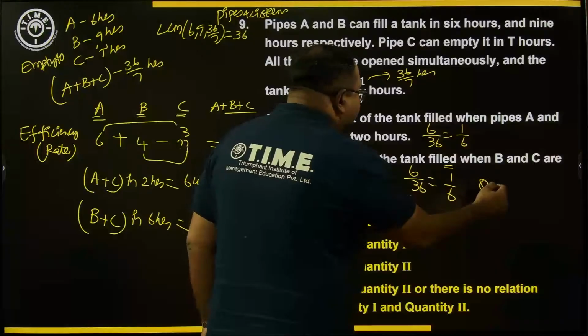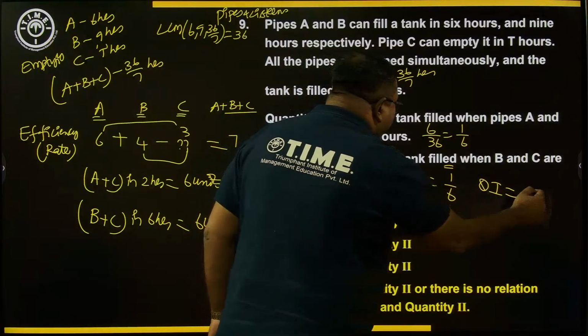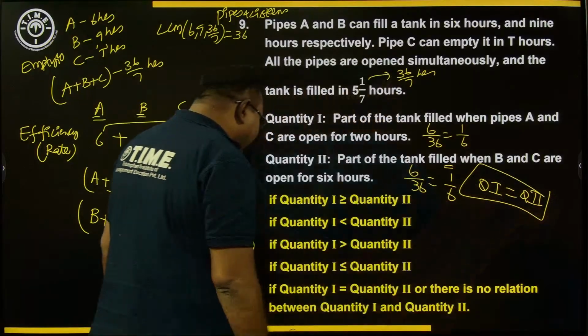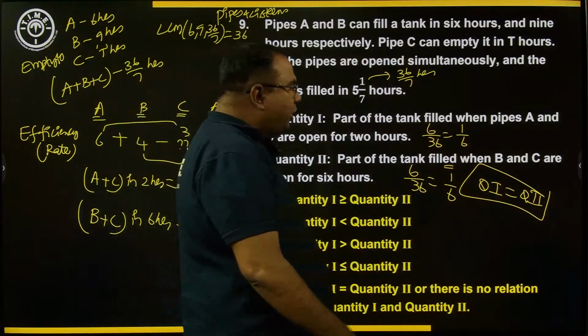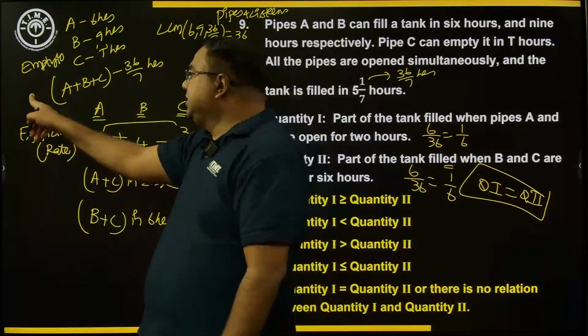They are equal. I'll say quantity 1 must be equal to quantity 2. Quantity 1 equal to quantity 2. Choice 5 should be your answer. So that's all from this session.